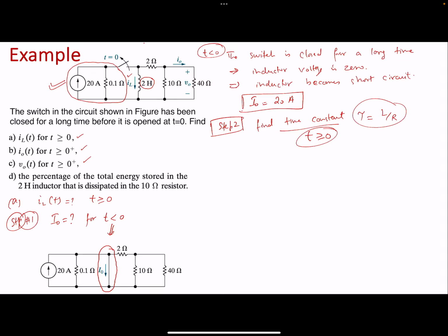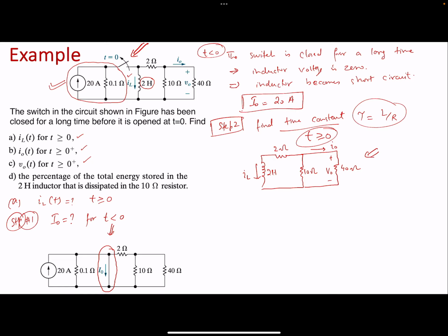After the switching event, we can ignore the excitation source, and our circuit reduces to a very simple circuit, practically just a few resistances and an inductor. A 2 henry inductor, with inductor current I_L flowing like this, a 2 ohm resistor, a 10 ohm resistor, and a 40 ohm resistor, plus minus V naught, and the current I naught flowing over here. So this is how the circuit looks at t greater than or equal to 0.